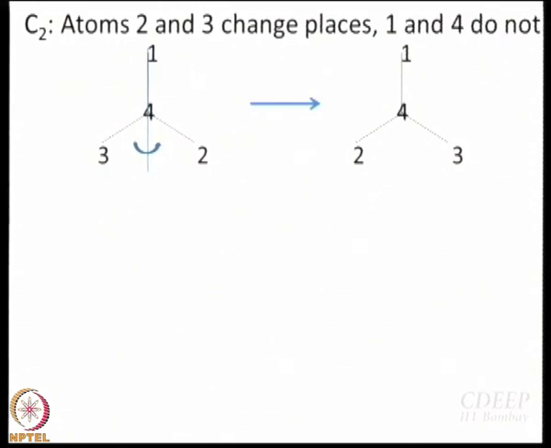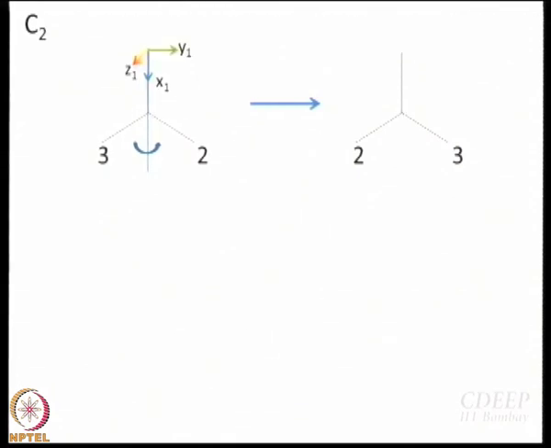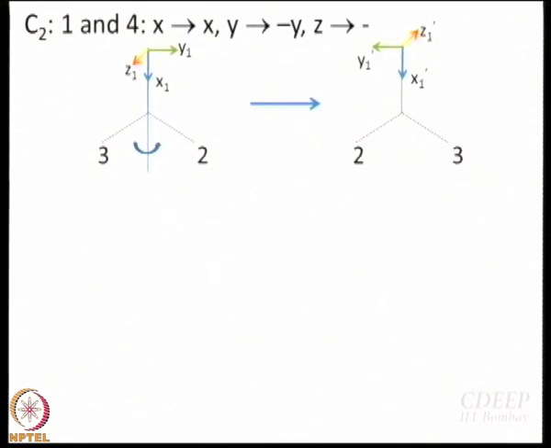Alikhya, understood? Sure? Okay. Then let me draw x1, y1, z1. Which operation am I performing? C2. So what will happen to x1, y1, z1? x1 remains same, z1 becomes minus z1, y1 becomes minus y1, right? And that happens not only for 1 but also for 4, isn't it? I might as well have drawn the arrows on 4. So x remains x, y becomes minus y, z becomes minus z.